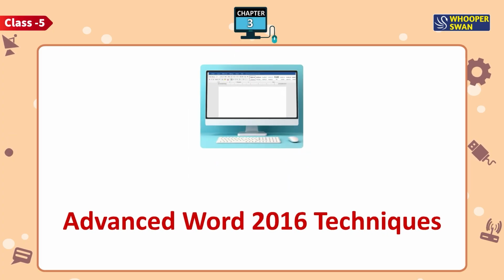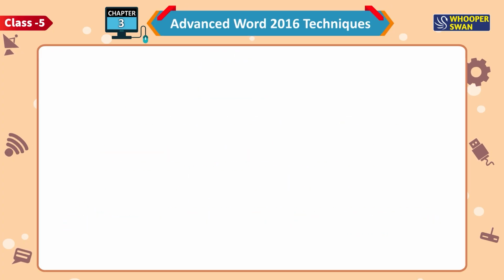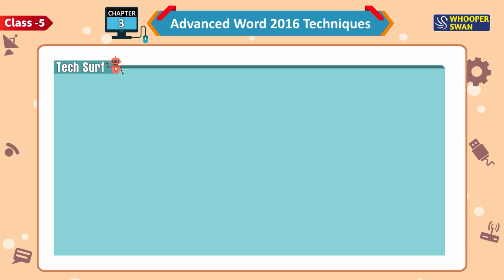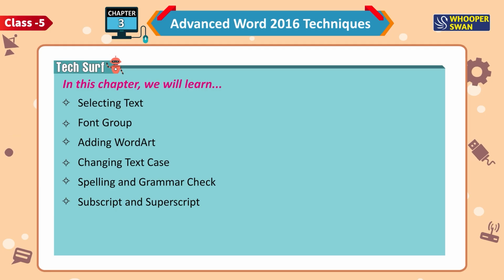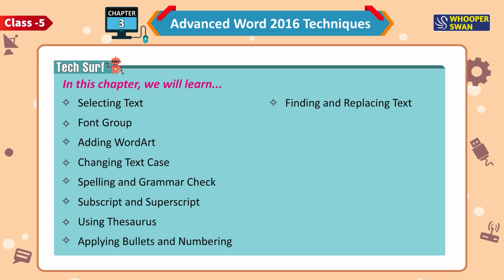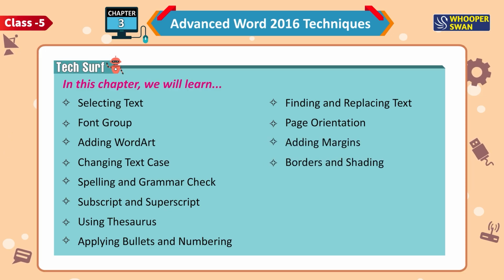Chapter 3. Advanced Word 2016 Techniques. Text Surf. In this chapter we will learn selecting text, font group, adding word art, changing text case, spelling and grammar check, subscript and superscript, using thesaurus, applying bullets and numbering, finding and replacing text, page orientation, adding margins, borders and shading.